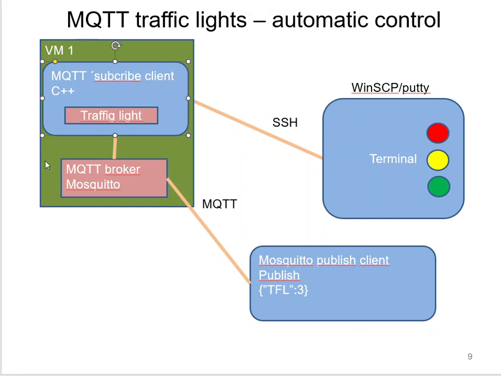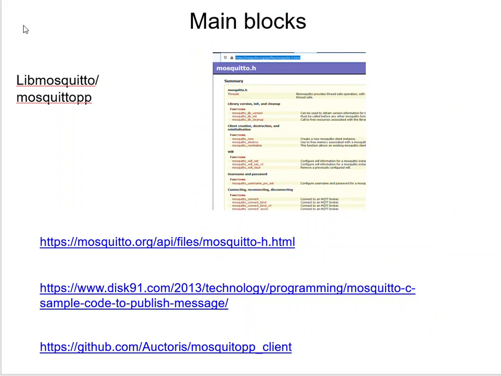So let's next see how we are able to code our client. It is assumed that you already have this traffic light function from the earlier exercises, the week 8 exercises. And for our C++ code, we are going to use the libmosquitto CPP libraries. That's the library that gives us the MQTT functions to be used, like subscribe and publish.